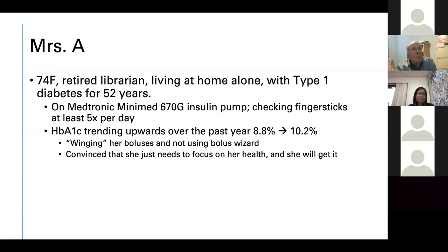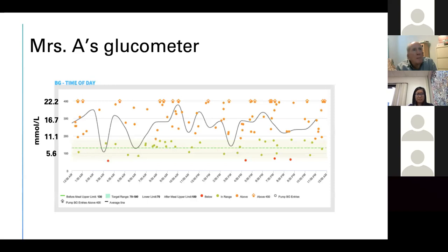She had been telling her healthcare professionals that she's been winging her boluses and not really using her bolus wizard, and that she just really needed to focus on her health and that she was going to get it. She was going to be able to fix all of her issues with her diabetes. And so when I saw her, this was her glucometer readings. So you can see that she's having wide glucose excursions. She's checking really at any time of the day. And she's also having episodes of hypoglycemia as well.